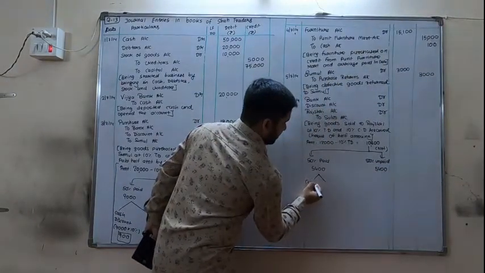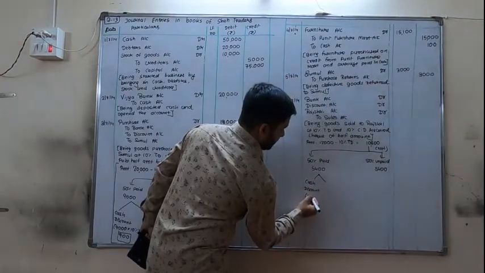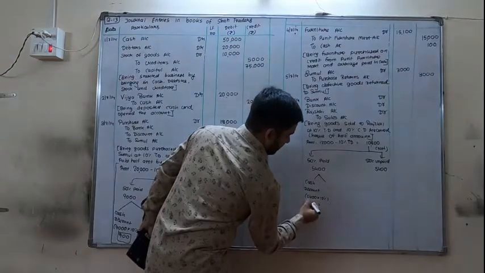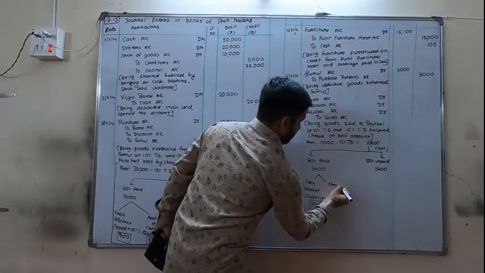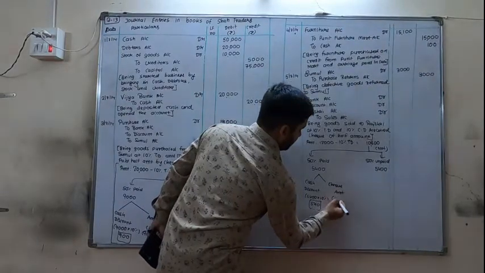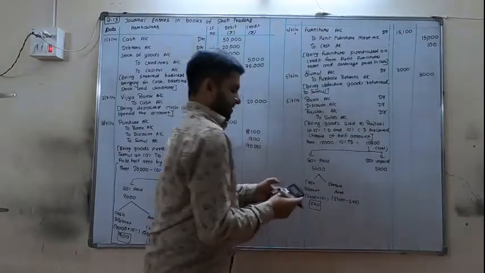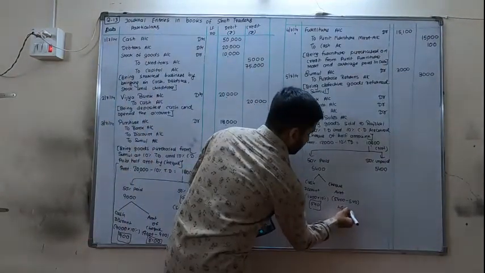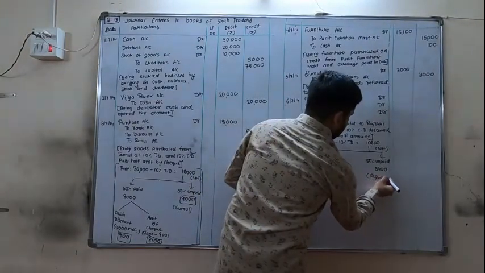Here we will get the effect of cash discount. We want that discount amount, so 5,400 into 10% is 540. And the check amount should be 5,400 minus this discount 540. So 5,400 minus 540 is 4,860. And it will be written in the name of Rajshri.